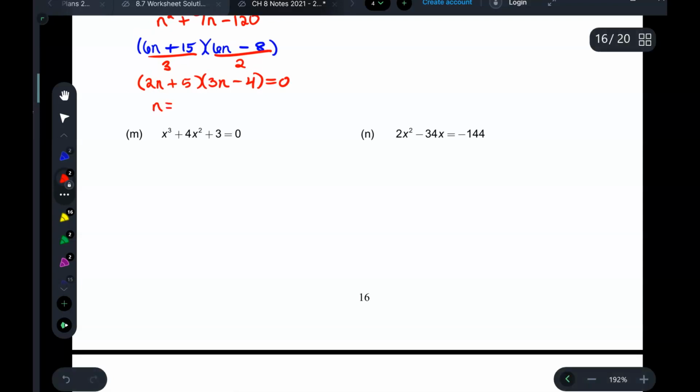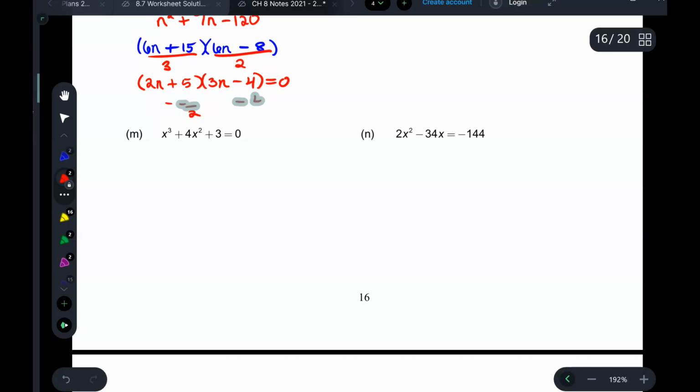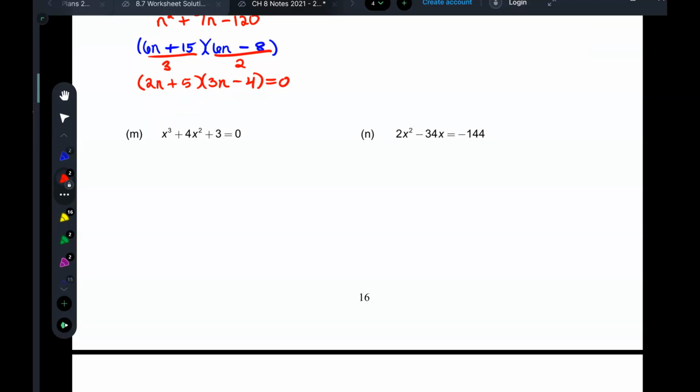Okay, so what do we get for our two answers here? Negative 5 over 2 and 4 over 3. Negative 5 over 2, and Eden, you said 4 over 3? No, 5 over 3. Why negative? Did we get this? 2n plus 5 and 3n minus 4?